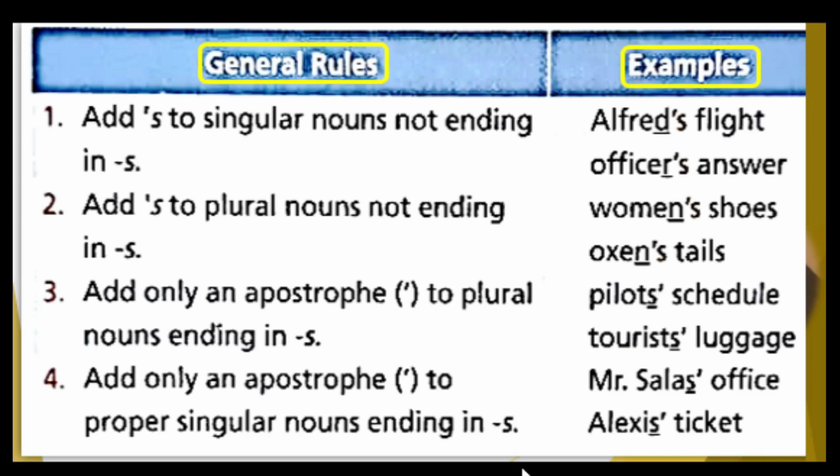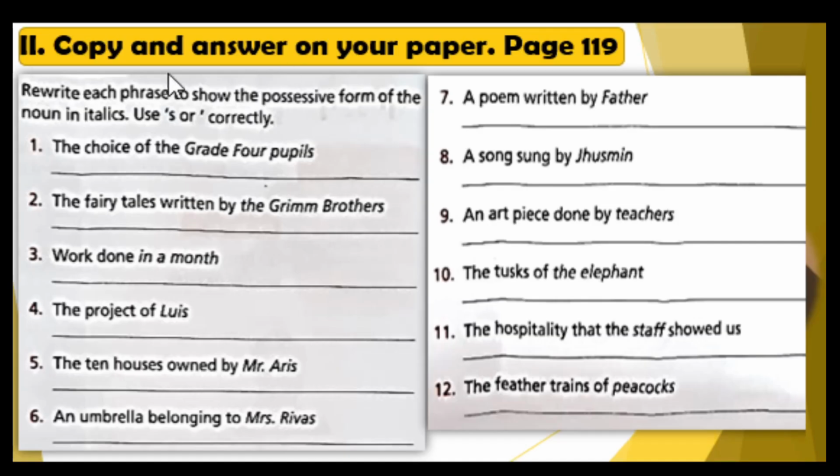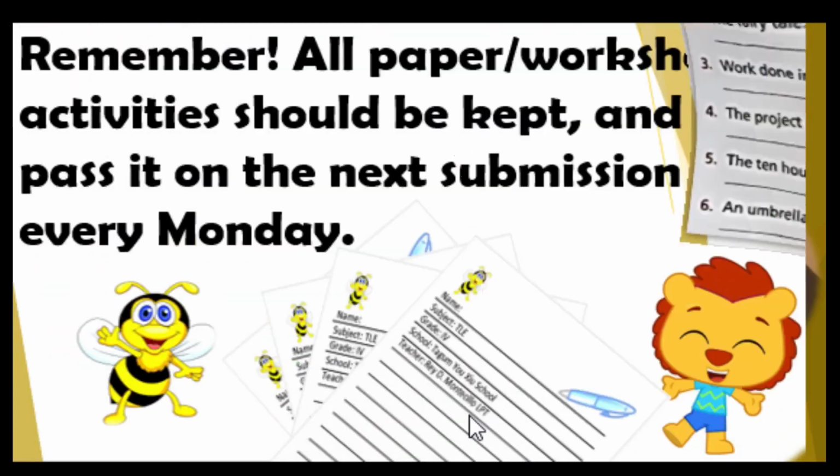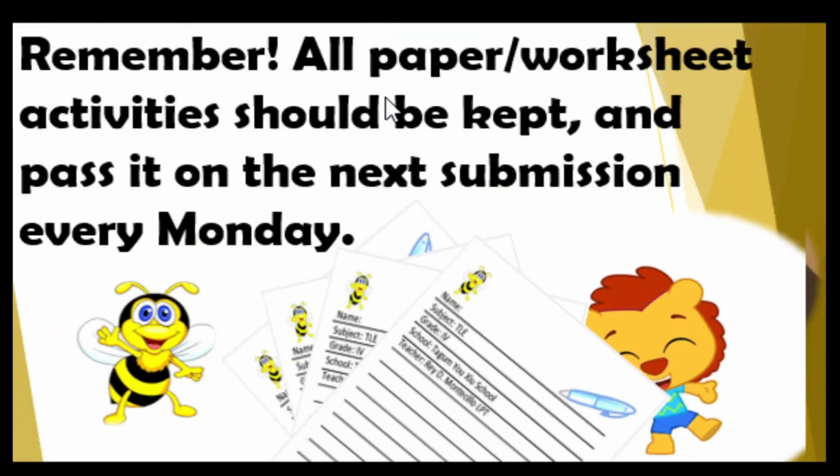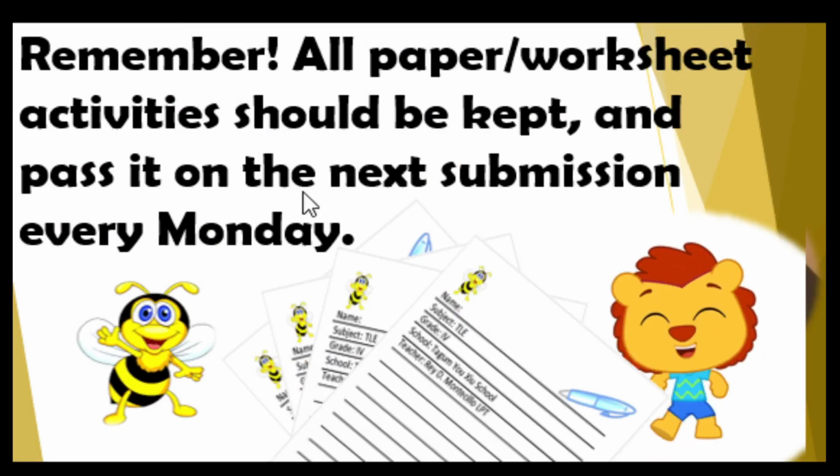Okay, so next, this is your second activity. Just copy and answer on your paper. This activity can be found on page 119. Just rewrite each phrase to show the possessive form of the noun in italics. Use apostrophe s or apostrophe alone correctly. You have to answer 1 up to 12. Always remember, class, all paper or worksheet activities should be kept and passed in the next submission every Monday.